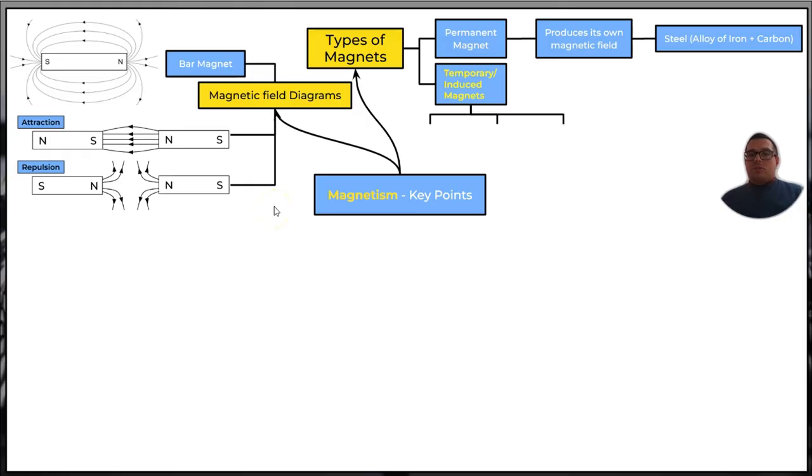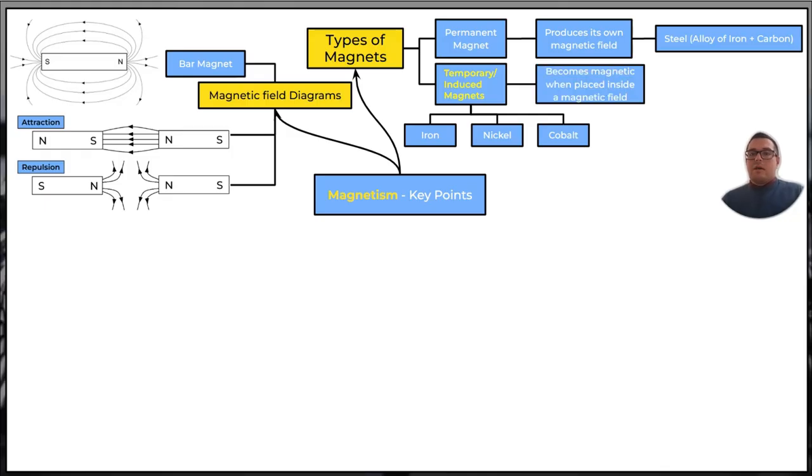Now, temporary magnets. You need to know examples of these, and there are three that you should know. You need to recognise iron, nickel and cobalt as the three magnetic materials that all form temporary or induced magnets. They all have the ability to be magnetised. Temporary magnets become magnetic when they're placed inside a magnetic field, and they can hold on to that magnetism for a while at least, but eventually it could be lost once they're removed from the field.